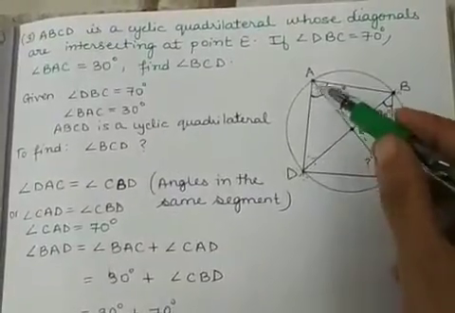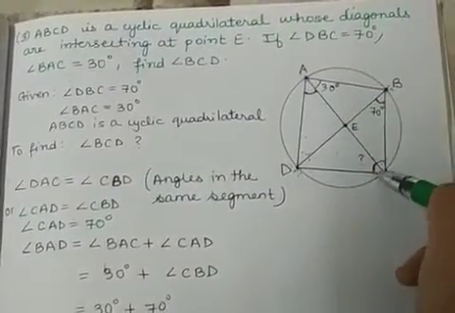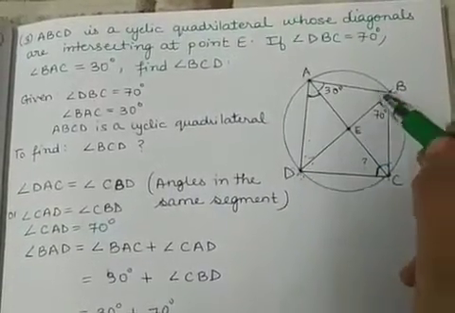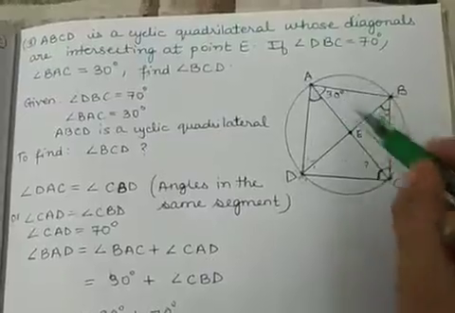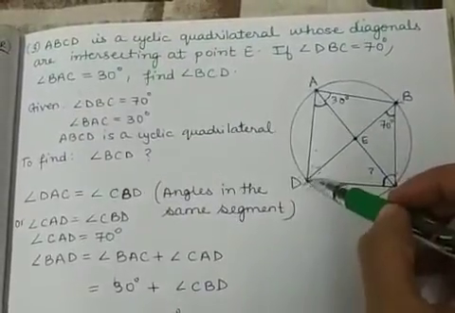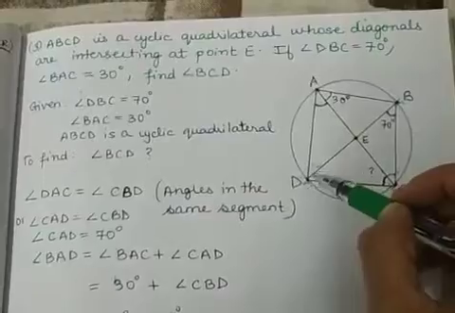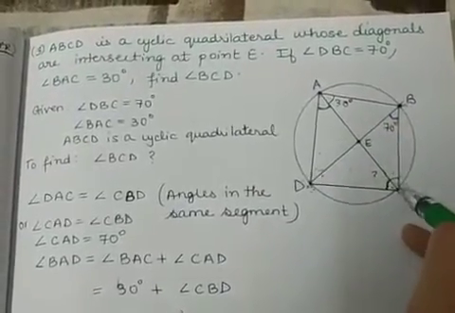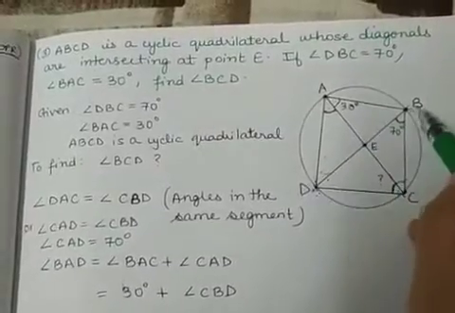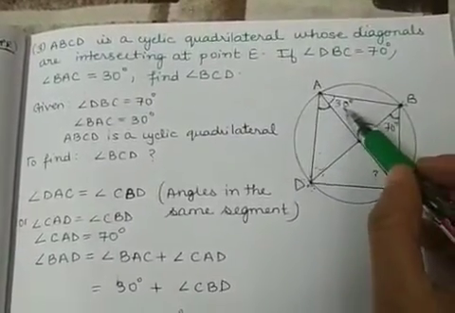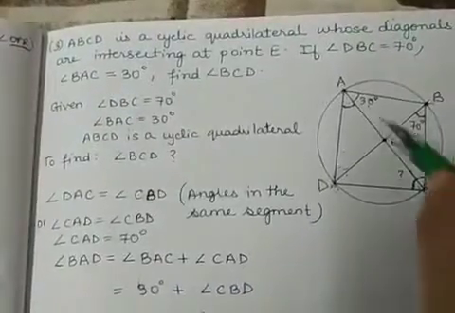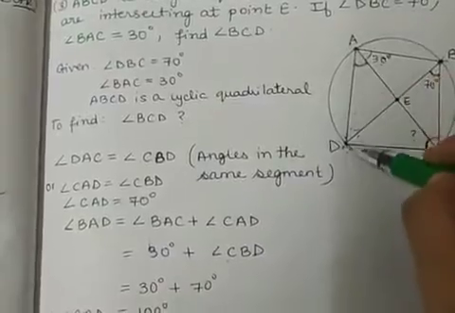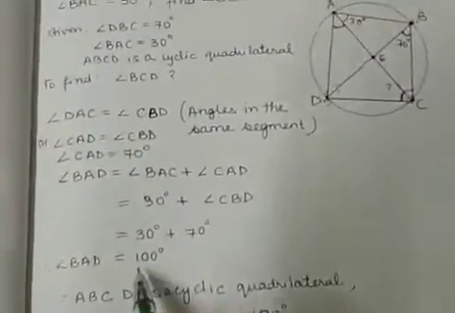Now if I find this, then I can find this. So I am taking angle BAD. What is angle BAD? Angle BAD is same as angle BAC plus angle CAD. What is angle BAC? It is 30 degrees. And what is angle CAD? CAD is 70 degrees. So angle BAD is 100 degrees.